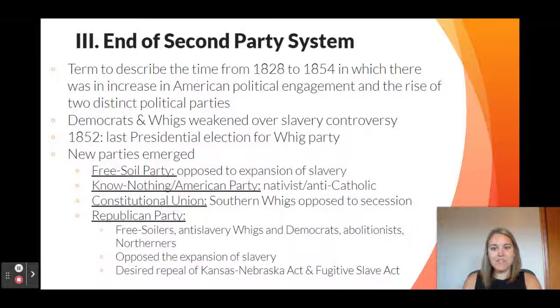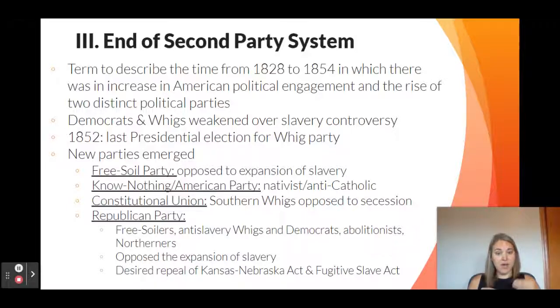Okay, our last concept here is going to be the end of the second party system. So the second party system is a term used to describe from 1828 to 1854, and where we see a huge rise in American activism. What was happening here was the election with Andrew Jackson, which he called the corrupt bargain. And so he lost that election to John Quincy Adams despite winning the popular vote.